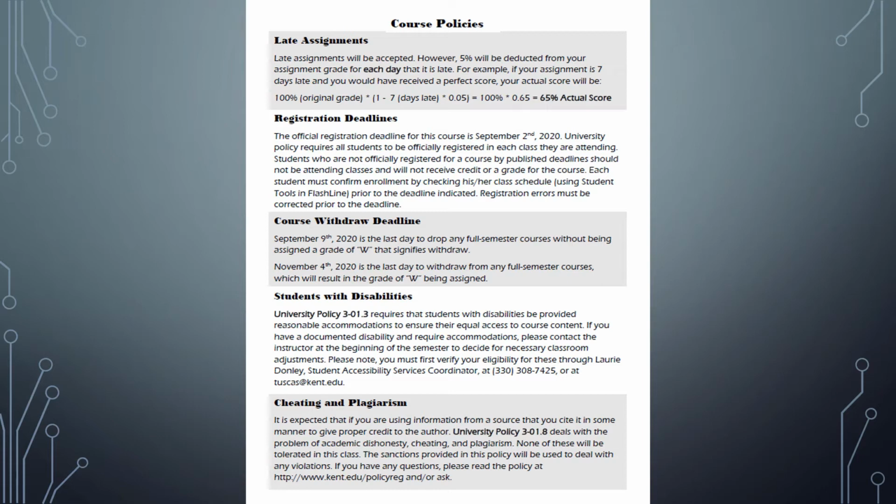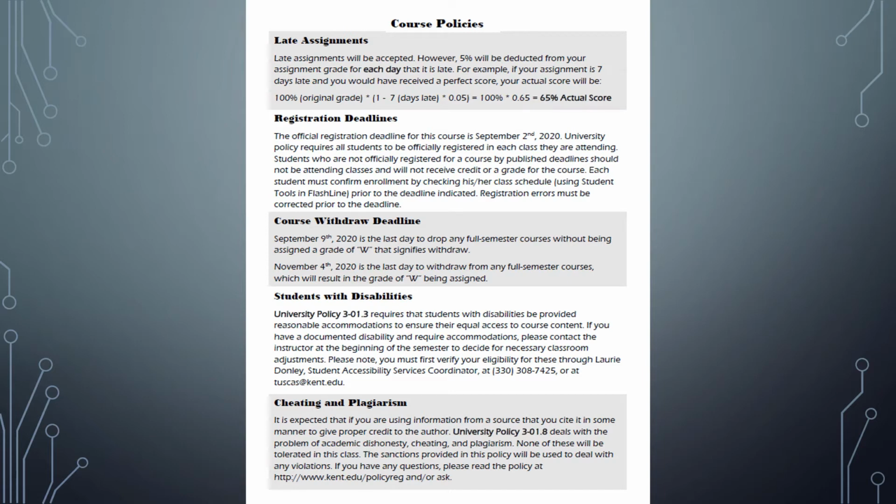This applies to labs, homework, discussions, essentially any assignments. The only thing it does not apply to is your exams. So for exams 1 and 2, the late assignment policy does not apply. Your exams will be either submitted on time or you will not be allowed to take them.